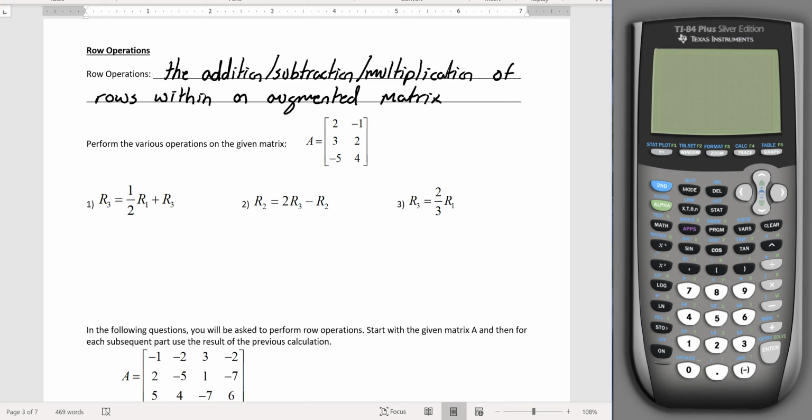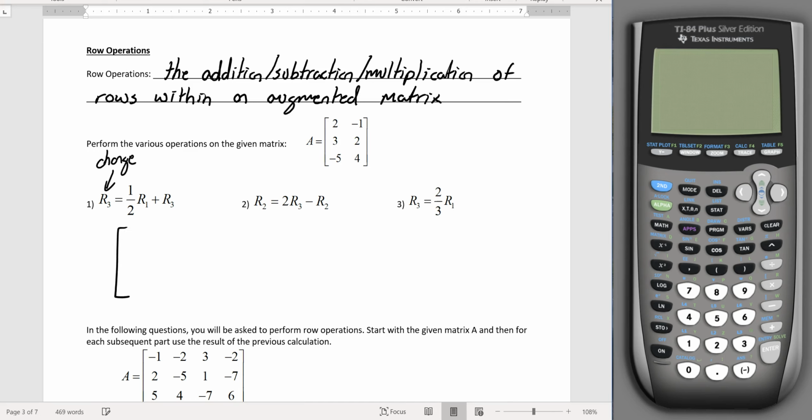So how it looks is given a matrix. So for example, we have this 3 by 2 matrix here. We're going to change row 3. That's what we're going to change in this matrix. So negative 5, 4, we're going to replace it with 1/2 of R1 plus R3. So what does that mean? First of all, it means that we're going to rewrite this matrix A with a new row 3.